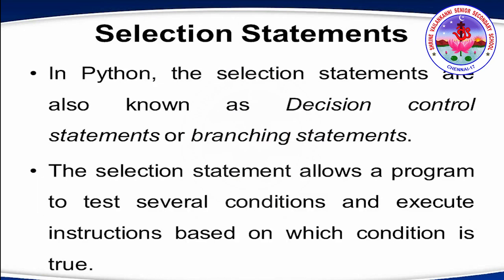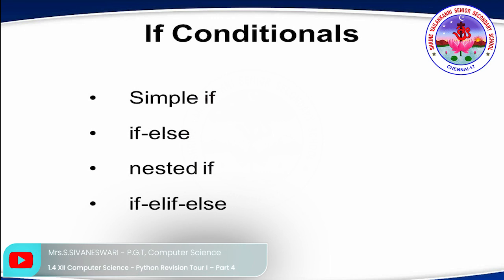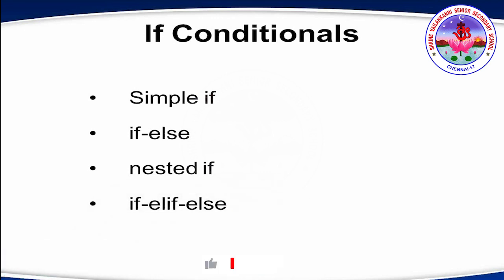Okay. So selection statements. In Python, the selection statements are known as decision control statements or branching statements. A selection statement allows the program to test several conditions and execute instructions based on which condition is true. So if the condition is true, a block of statements is executed. Otherwise, if it is false, another block is executed. It goes on in such a way that the execution doesn't stop anywhere. Okay, it goes in a smooth manner depending upon the condition. So we have if conditionals, okay. These if conditionals have simple if, if else, nested if else, okay. So let's see one by one.